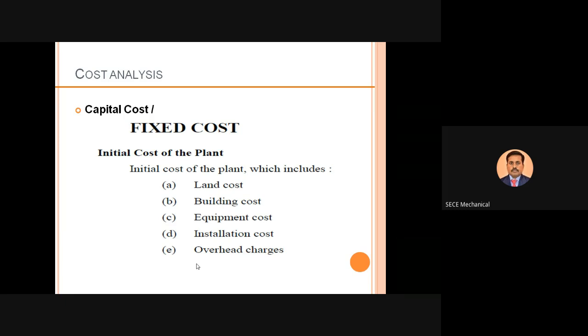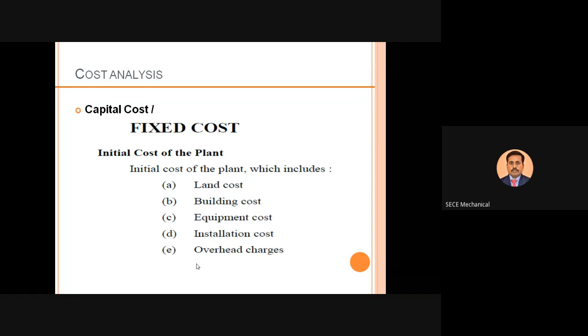And the second one is building cost. That is also a fixed cost. If you construct buildings for generation of power, you construct so many buildings, so that cost also comes under fixed cost. And equipment cost: you have to purchase turbine, generator, and provide transmission lines. For that you have to purchase some equipment, so that cost comes under equipment cost.